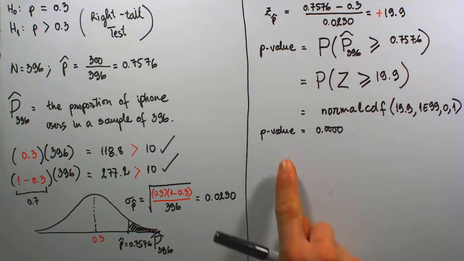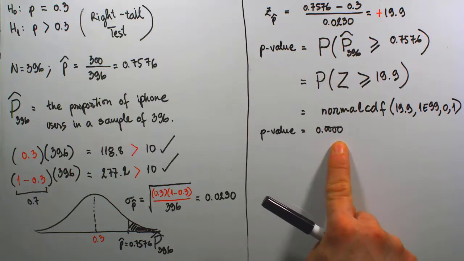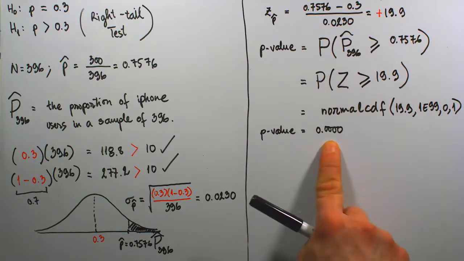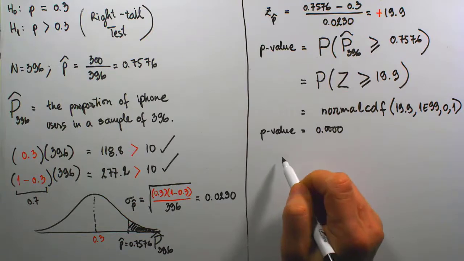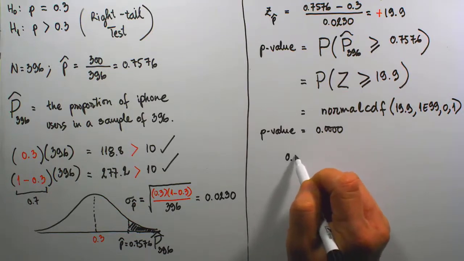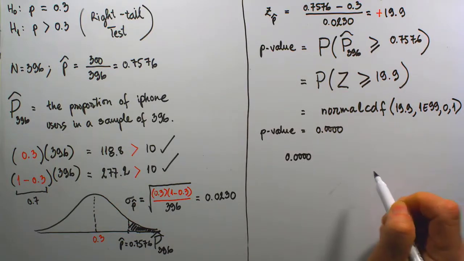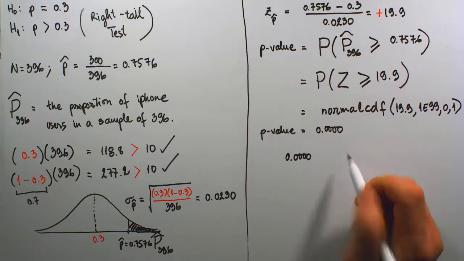So now that we have calculated our p-value for this test, now we're going to need to decide whether this p-value is going to give us strong evidence in our sample. So we're going to compare our p-value 0.000 with the significance level given in the problem.